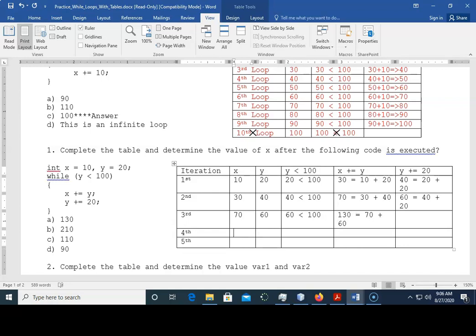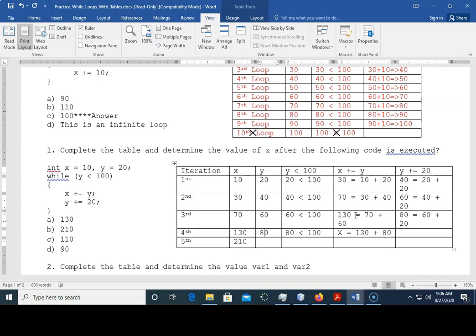130. And y is equal to, the value of y is 60 plus 20. And so y becomes 80. So is 80 less than 100? That's true. So we've got x equals 130 plus 80. And so that is what, 210?